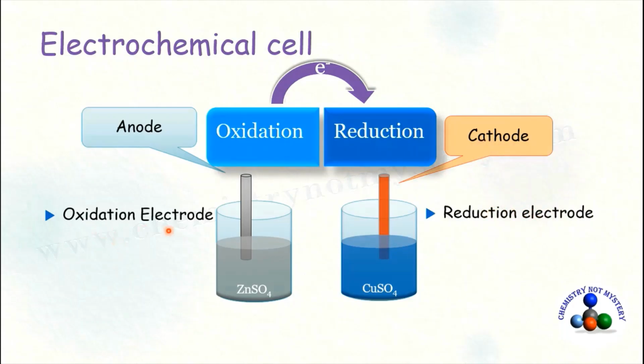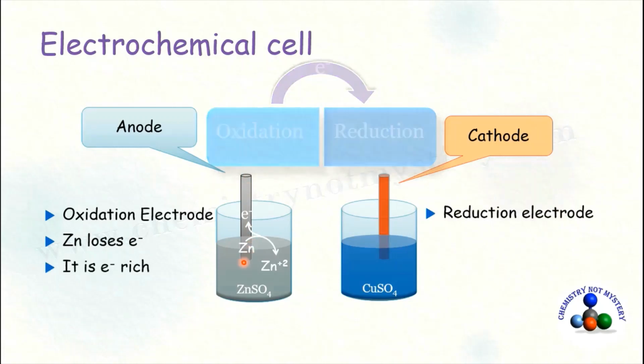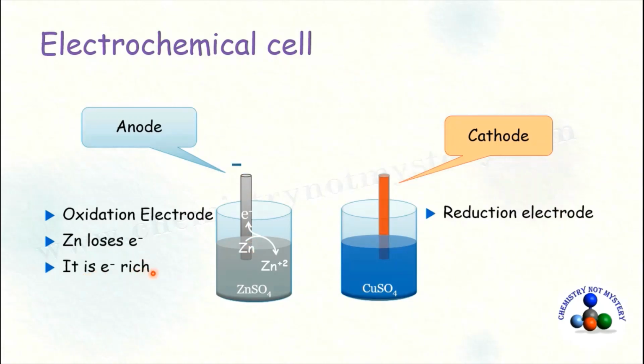In oxidation electrode, oxidation takes place. So zinc metal from the electrode loses electron and gets converted into zinc 2+ ion. As it loses electron to the electrode, this electrode becomes electron rich. As it becomes electron rich, negative charge develops at anode.